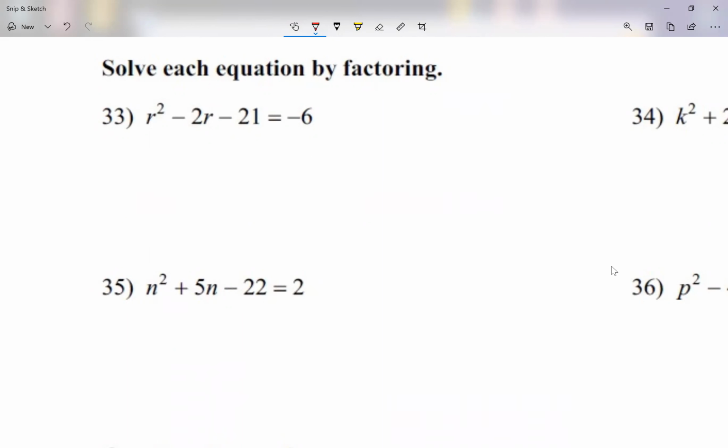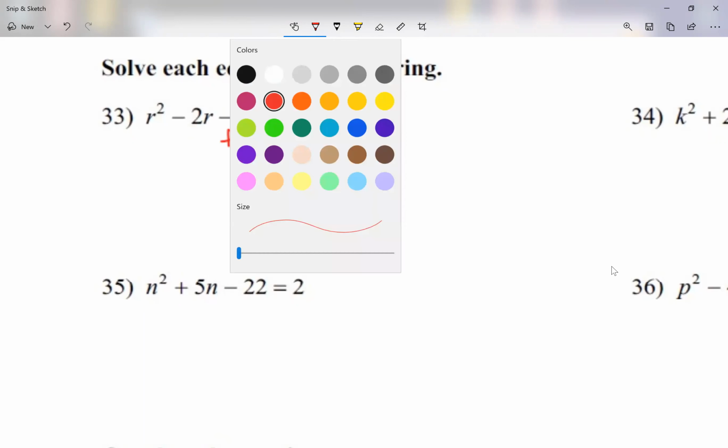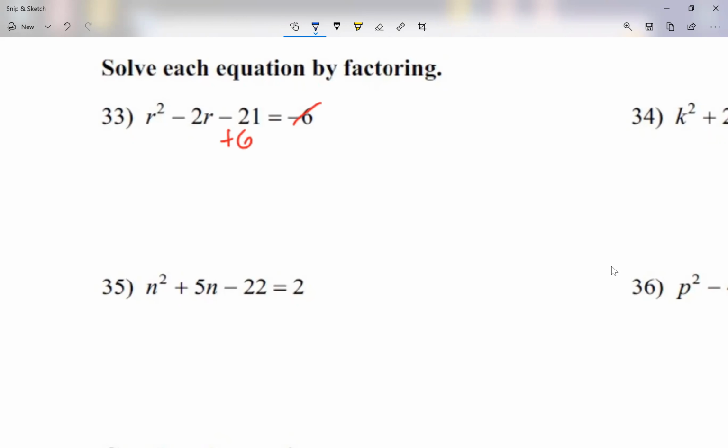So my -6, I'm going to move it as a +6. So that gives me r squared minus 2r minus 15 is equal to 0. Like I said, I need the right side to be 0.